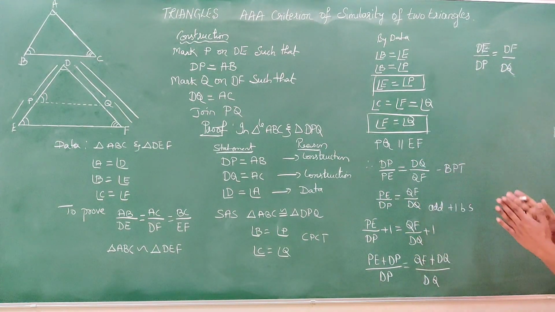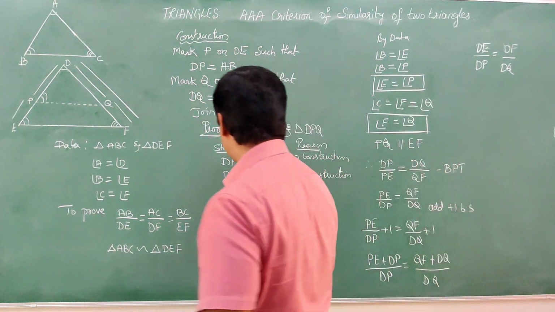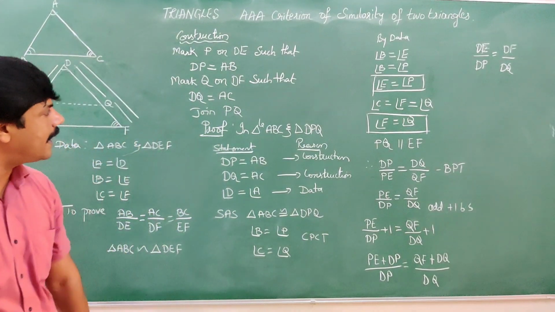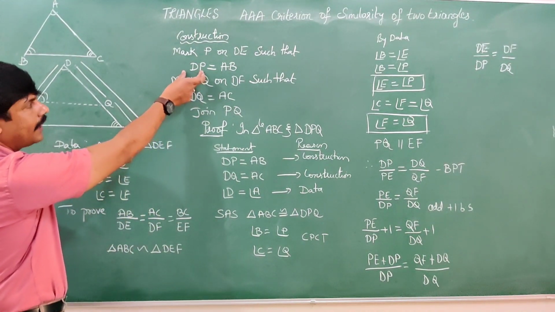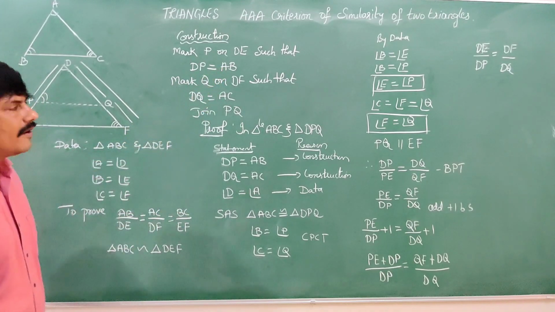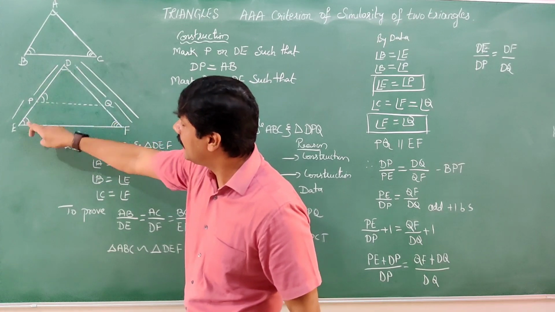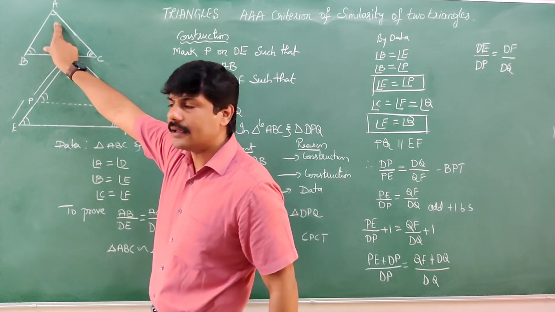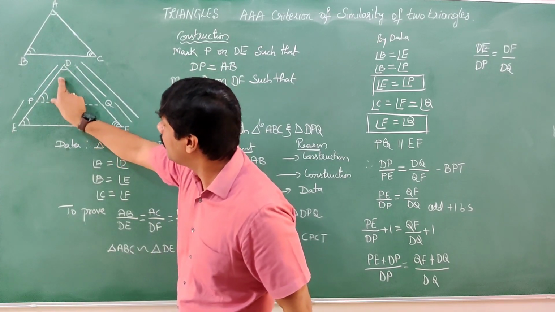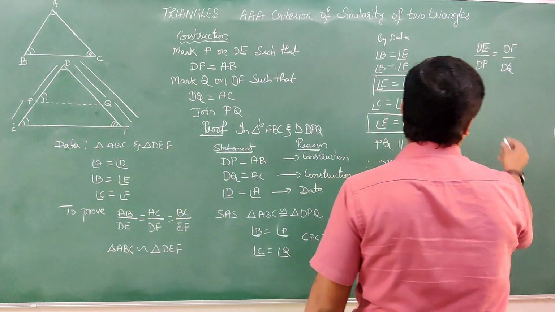Understand, children, how it came? Now, come back to the construction. What construction did we make? We made the construction DP is equal to DQ. We have marked P on this triangle DEF such that DP is equal to AB itself. Therefore, in place of DP, we can write AB.